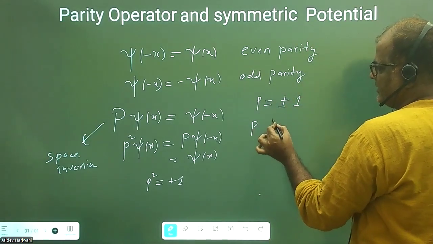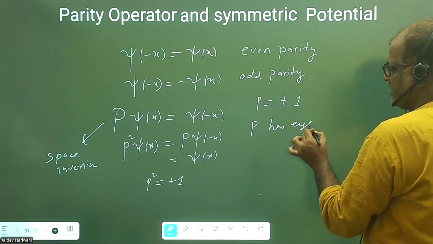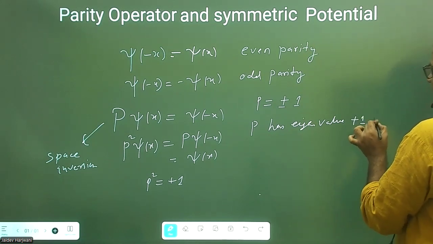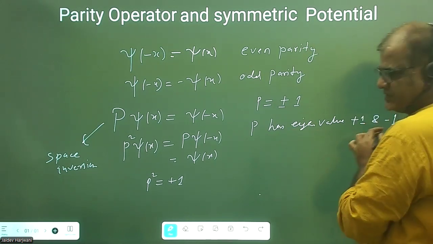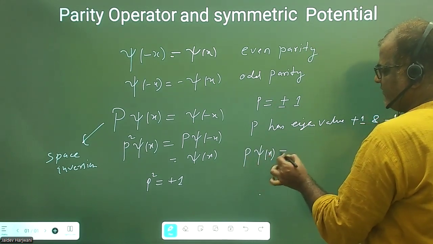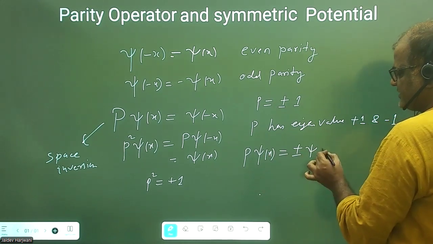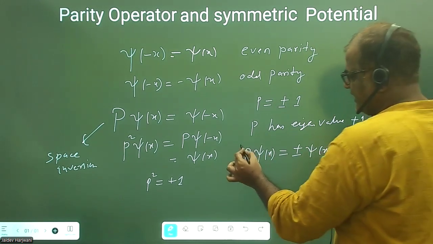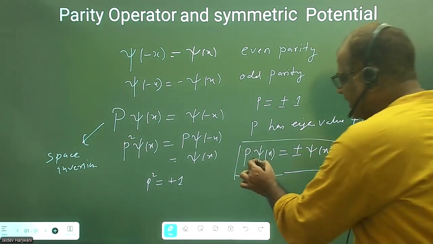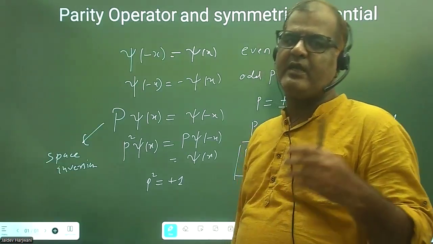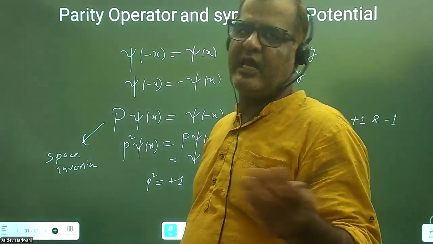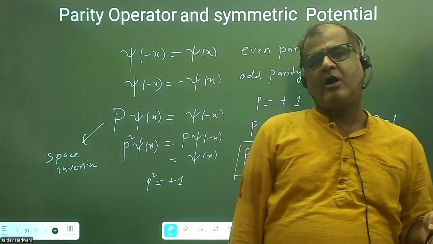What does this mean? If I operate P on psi(x), I will get either plus psi(x) or minus psi(x). That means the eigenstates of the parity operator are either with even parity or odd parity. So you can say the eigenfunctions of P are odd or even functions.